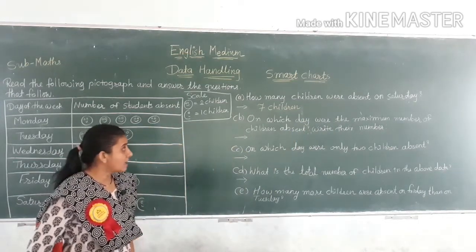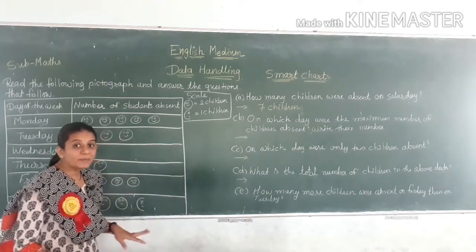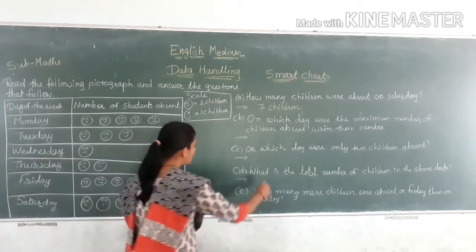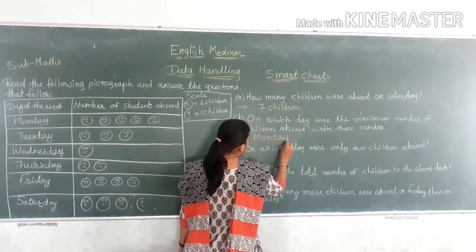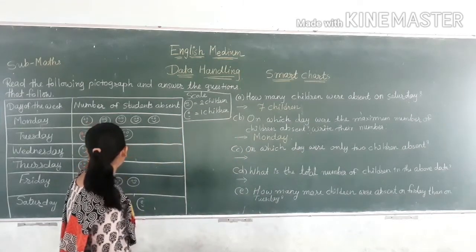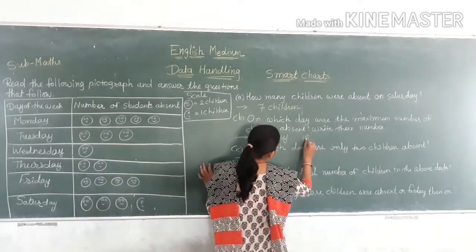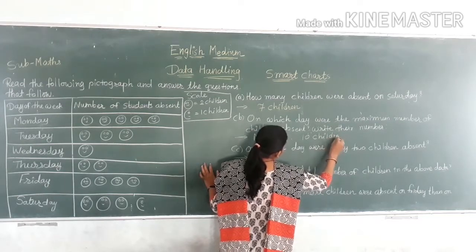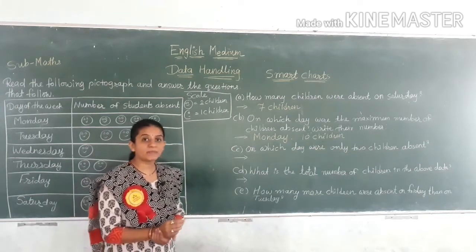Then, on which day were the maximum number of children absent? Monday. M-O-N-D-A-Y, Monday. So count it: 1, 2, 3, 4, 5, 5 twos are 10. 10 children were absent on Monday.